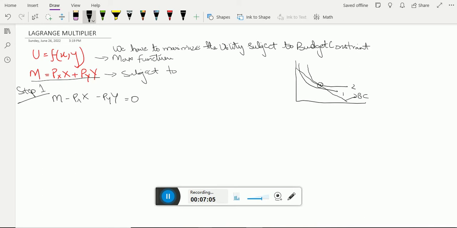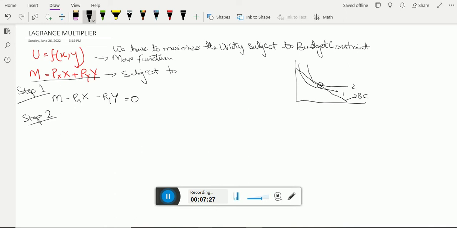The income equals the expenditure in the above function. When we subtract all the expenditure from income, it becomes 0. It means all the income is consumed. Okay, so step 2 is that we have to write the Lagrange multiplier.